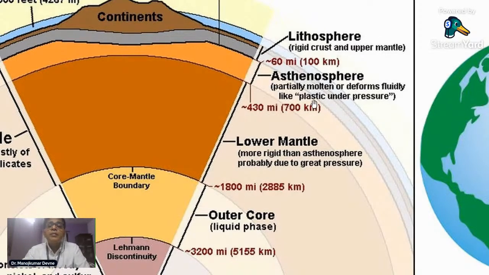This is plastic, partially molten and deforms fluidly, and then we go beyond that. The asthenosphere ends at 700 kilometers. Sorry, and around 2,900 kilometers, after that all you have is mantle. It's also known as the lower mantle. The upper mantle is the asthenosphere and the lower part of the lithosphere. The lower mantle is more rigid as compared to the asthenosphere, and that is what separates it out. And then you come to the next layer, and that's the outer core.